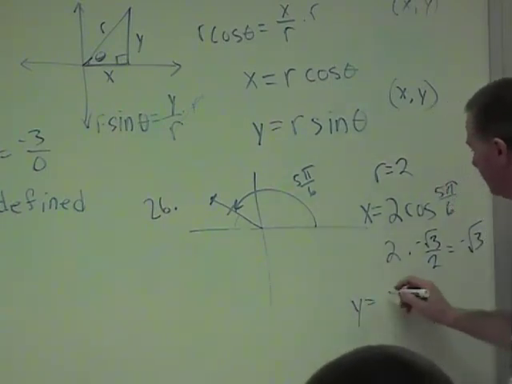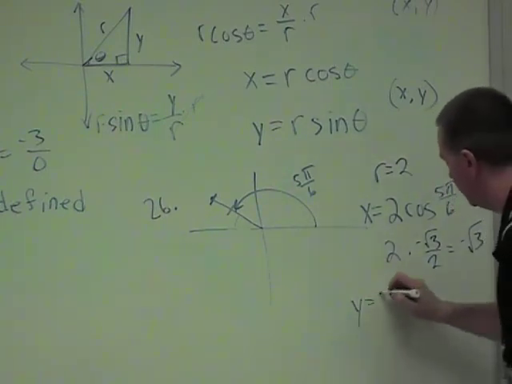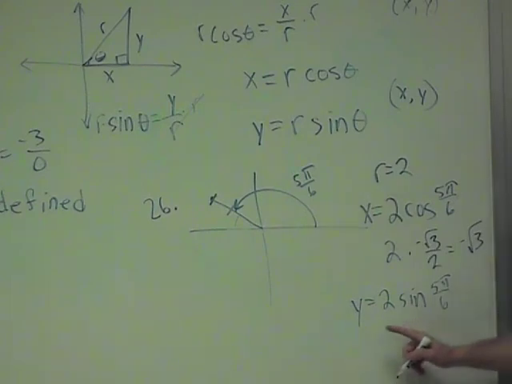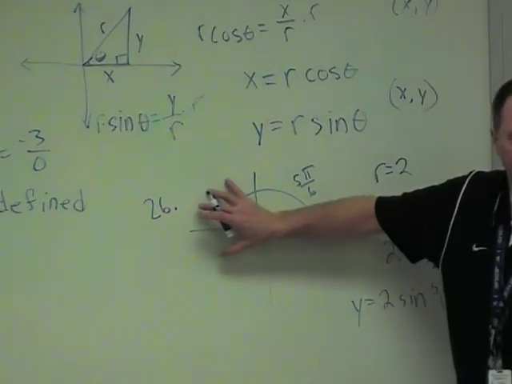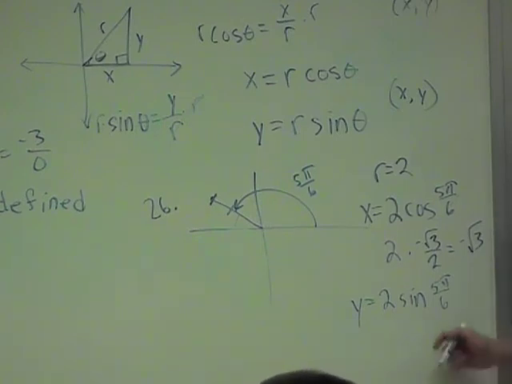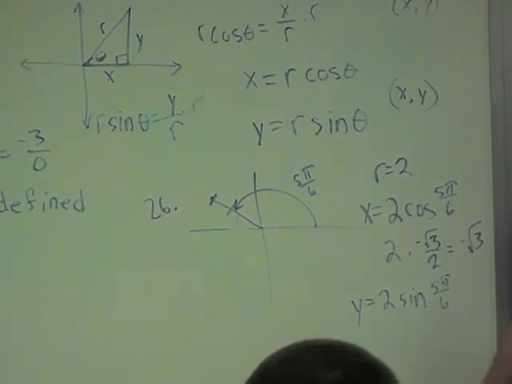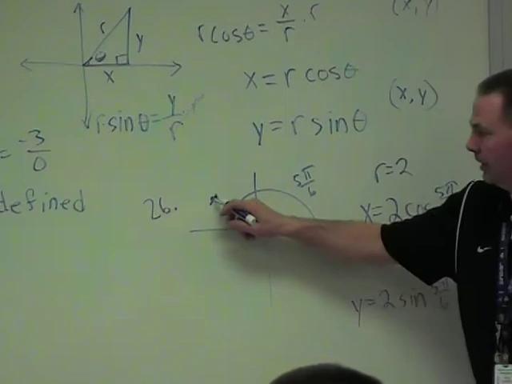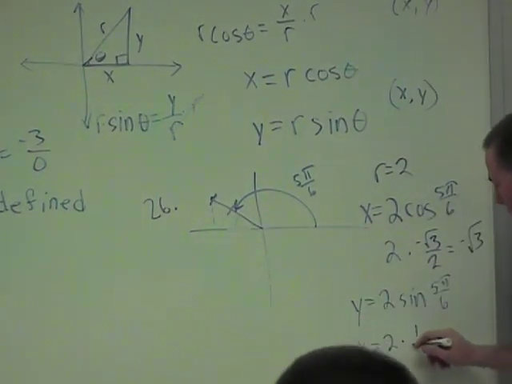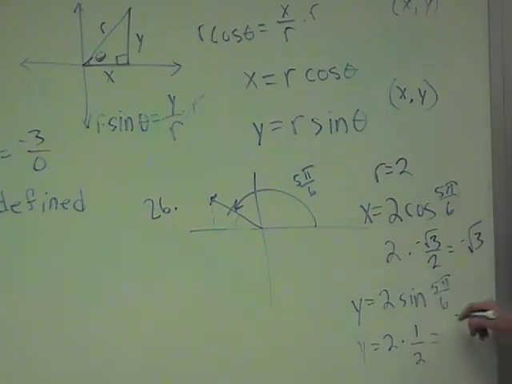Now the y value is r, which is 2, times the sine of 5 pi over 6. What is the y value at this point? At 150 degrees, your unit circle. Obviously, this is not on the unit circle, but that's what you're using to get this. What's the y value at 150 degrees? It is the short leg, 1/2. So I'm taking 2 times 1/2, and I get 1.